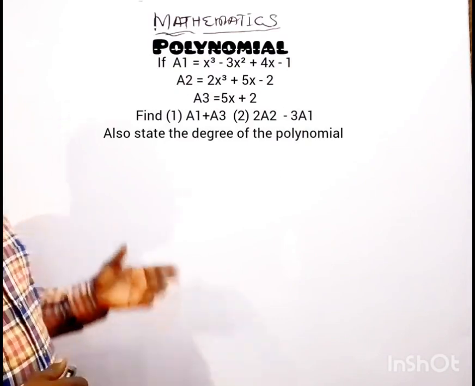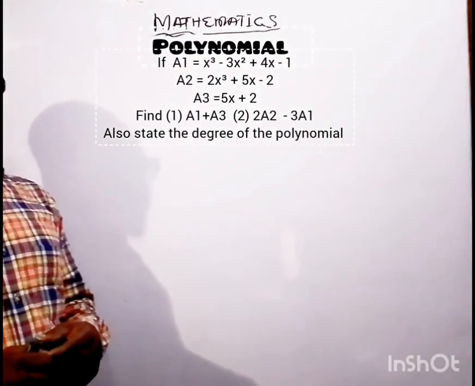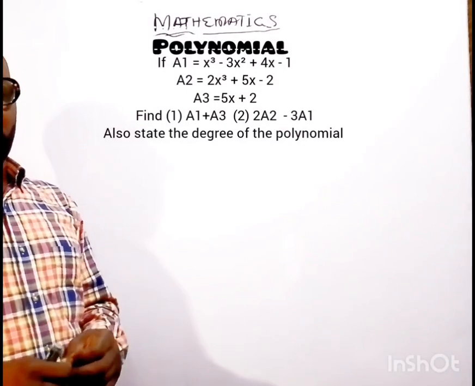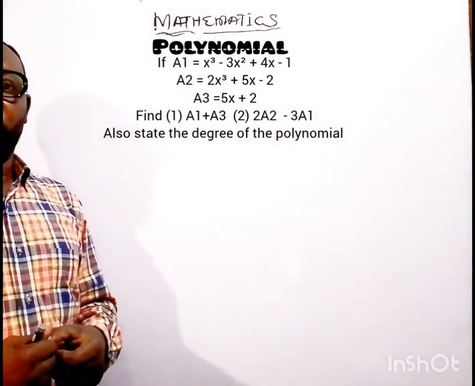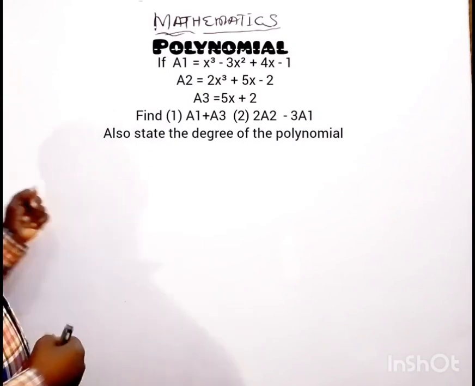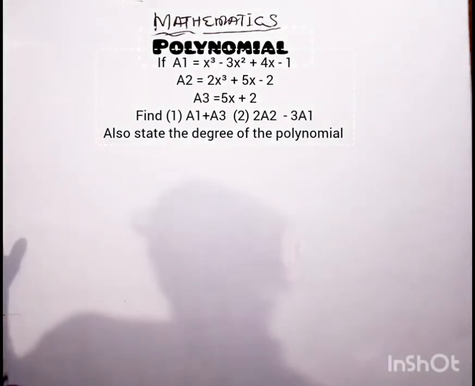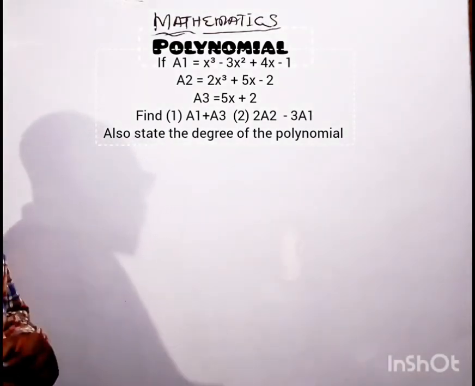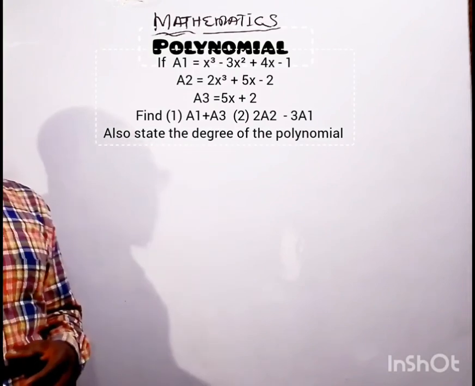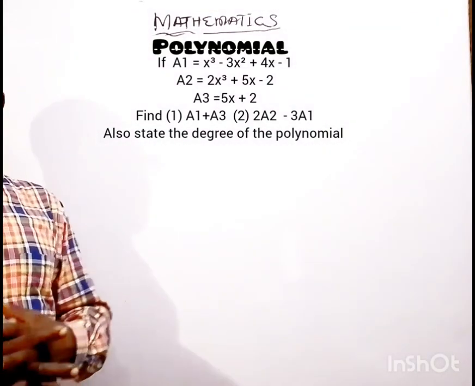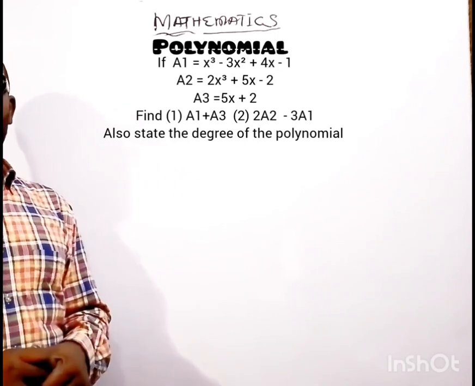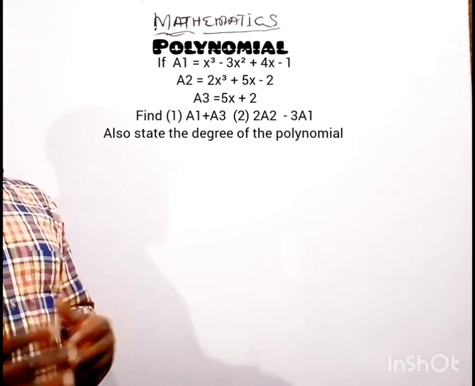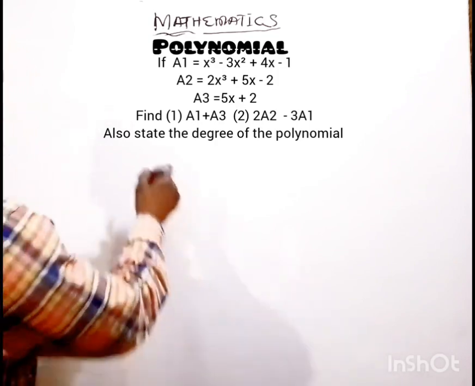The first question says that we should find the addition of A1 with that of A3, and the second question, we have it right here. We have to add 2A2 minus 3A1 as well. We are also asked to give the order of the answer that we get. Now, how we are going to solve this question is this.